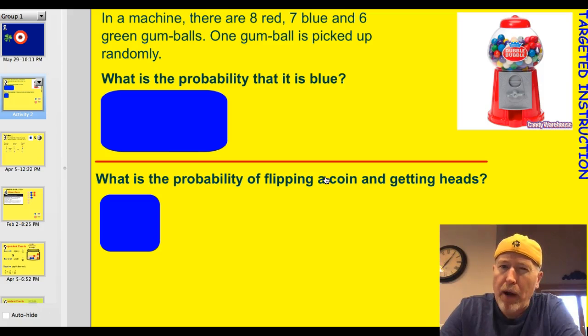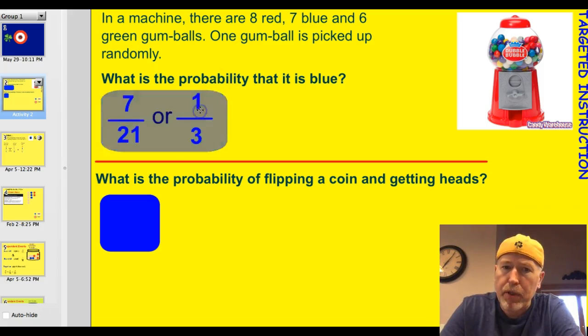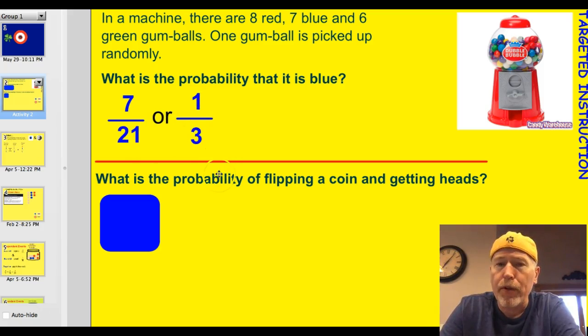Just a quick review of probability. Here's a gumball machine with 8 red, 7 blue, and 6 green gumballs. One gumball is picked randomly. What's the probability this is blue? Well, total of 21 outcomes. 7 of them are blue, so 7 out of 21. That's the probability. We can reduce that down to 1/3.